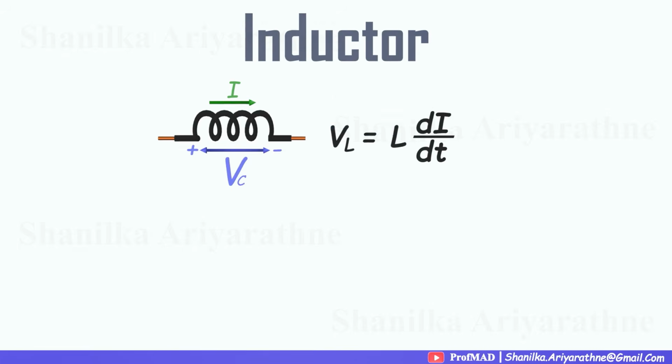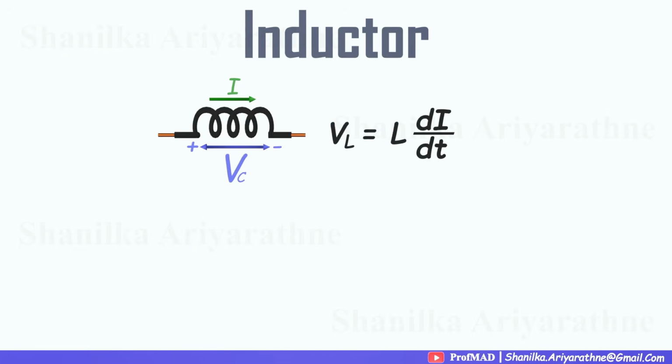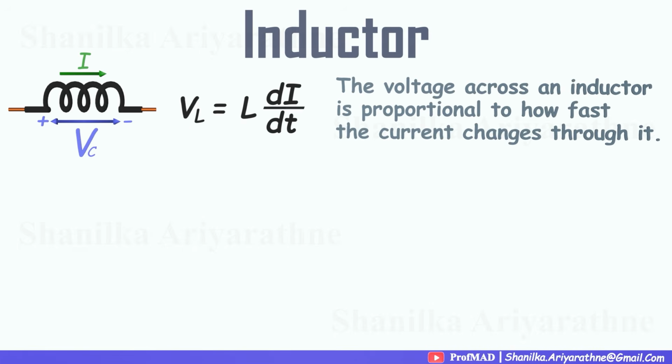If we look at the inductor equation, it tells us that the voltage across an inductor depends on how fast the current through it changes. In other words, an inductor opposes changes in current by generating its own opposing voltage.